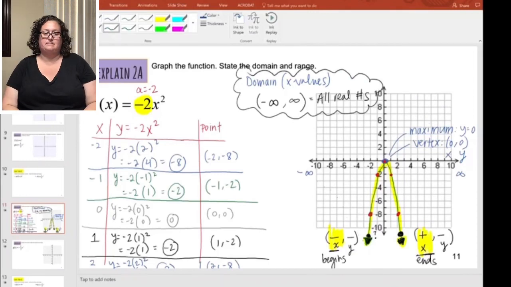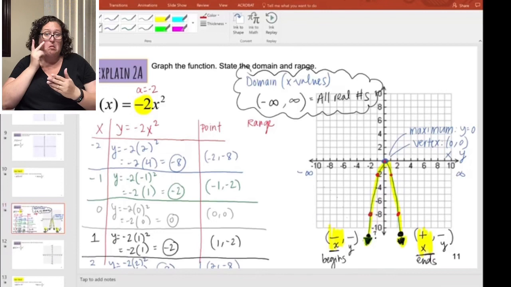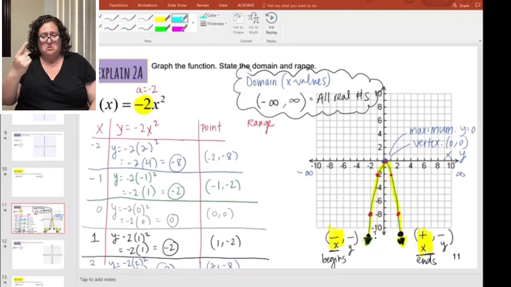For the range, we need to look at our y values. What's the lowest y value? Well, if we look at the ends of our graph, notice how it's unknown what the lowest y value is. All we know is that this y value is negative.